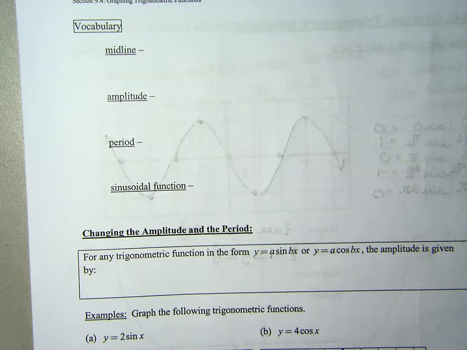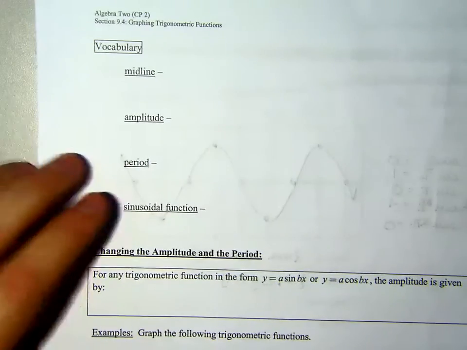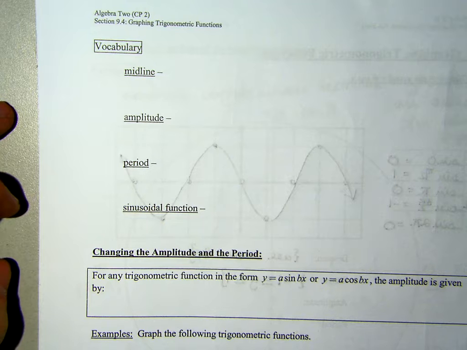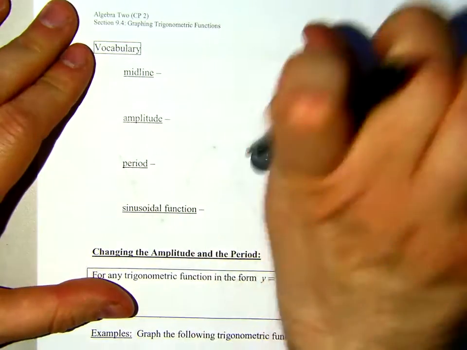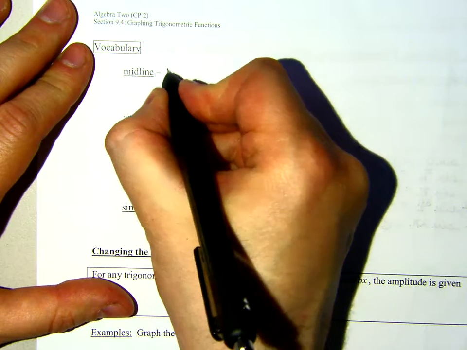A couple of definitions that we need. The first one: all of these graphs of sines and cosines have something called the midline. The midline is a horizontal line halfway between the highest and the lowest points. The midline is a horizontal line.